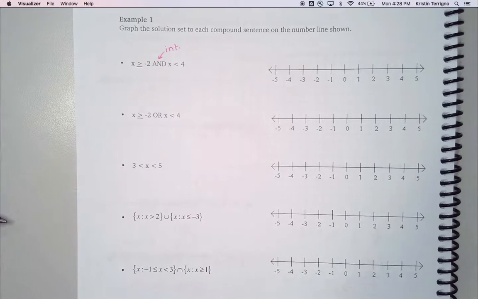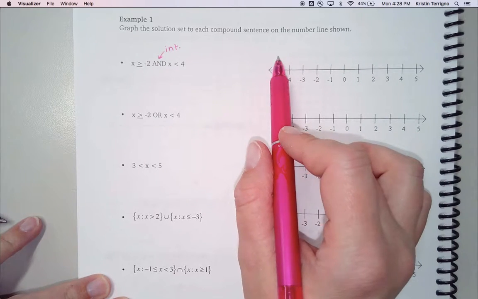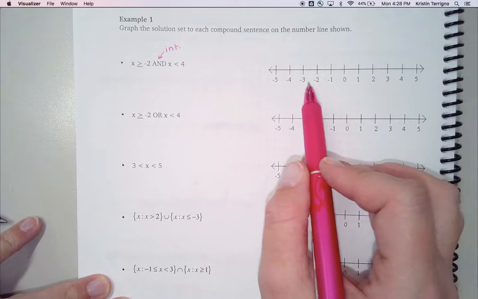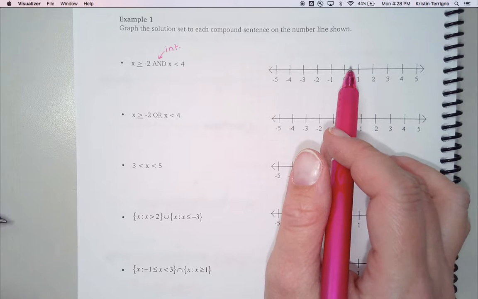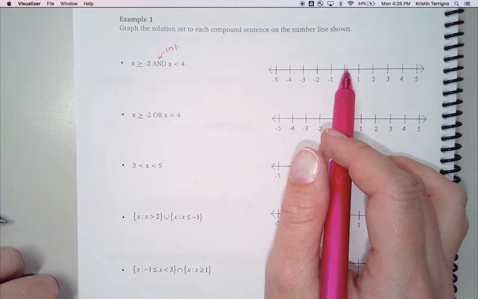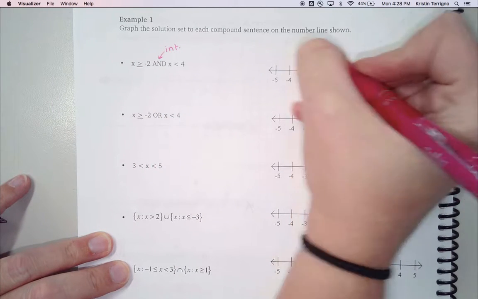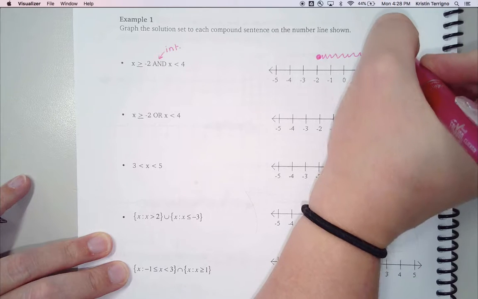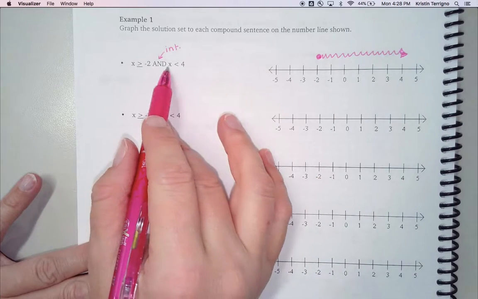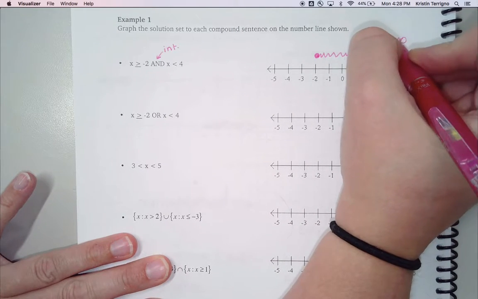So what I typically do with these, and you'll see me do this off to the side here, is I'm going to graph each one of these individually up above the line, and then I'm going to make a decision about what should go on the line itself as my final answer. So however you make your number lines is fine with me, as long as it's very clear to me which one is your final answer. Okay? So x is greater than or equal to -2. That would be a closed circle on -2. And greater than would be everywhere to the right. Okay. Everywhere less than +4 would be an open circle on +4, and everywhere to the left.